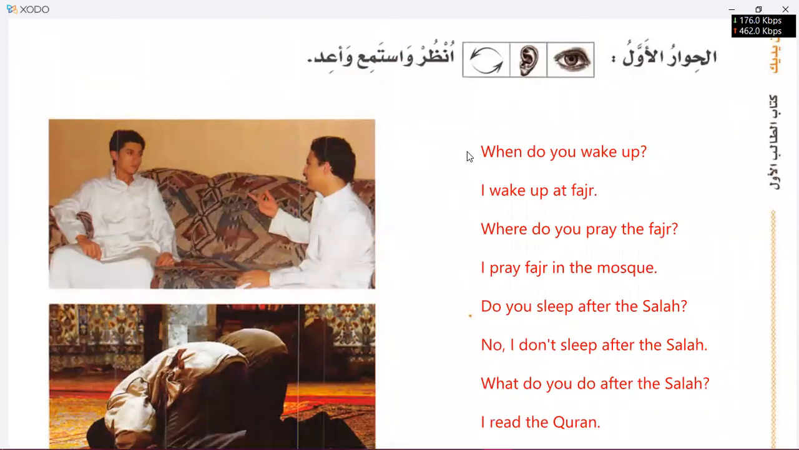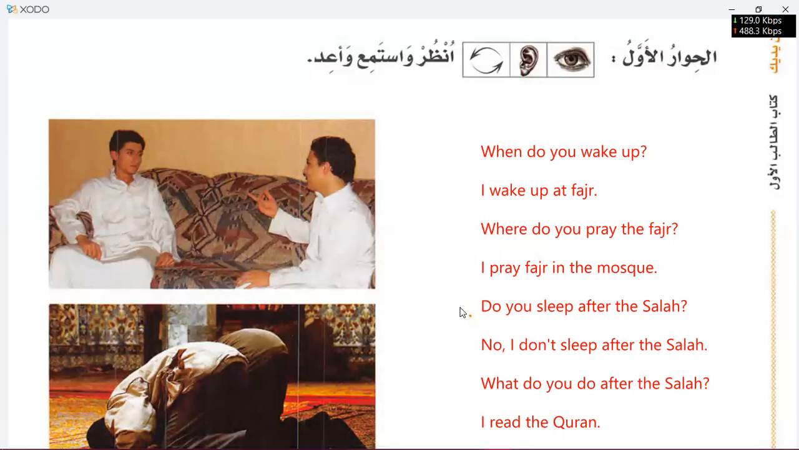When do you wake up? When I wake up, I say astaghfirullah. Astaghfiru indal fajr. Where do you go to pray the fajr? Aina tusallina al fajr? Where do you go to pray your fajr prayer? Usalli al fajr fil masjid. In the mosque. Okay. I pray.